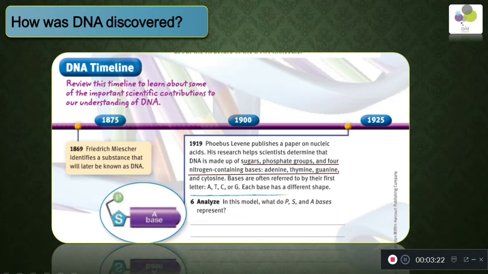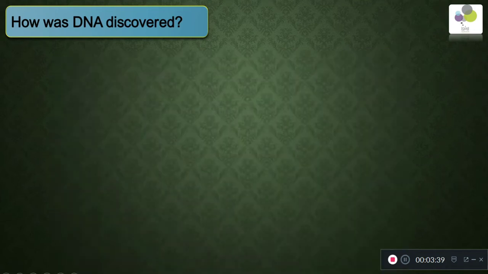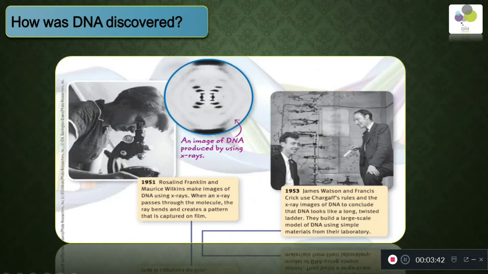If you have a question in this model, what do P, S, and A represent? The answer would be: P stands for phosphate, S stands for sugar, and A stands for the adenine base. Other scientists, Rosalind Franklin and Maurice Wilkins, both took X-ray images of the DNA molecule. We also have two other scientists, James Watson and Francis Crick. They both proposed the 3-dimensional shape of the DNA.